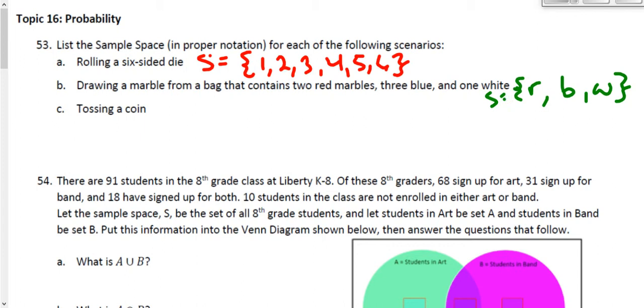And for tossing a coin, if I toss a coin, I could get heads, and I could also get tails. Those are my 2 options. And that's it for the sample space. It's just a list of the possible outcomes that we could get from a scenario.